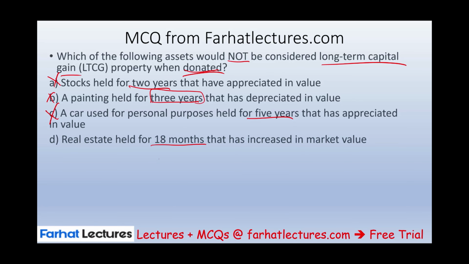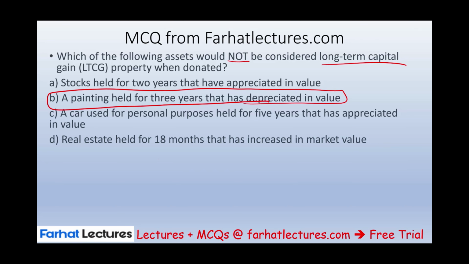So hold on a second. They are all for more than a year. So which one is not considered long term? You have to be careful. If you have a personal asset that has depreciated in value, it does not matter for donative purposes. A painting held for 3 years that had depreciated in value. Be careful. This is not long-term capital gain property as far as a donated asset. Now be careful, C would have been tricky. A car used for personal use for 5 years that has appreciated in value. Because it appreciated in value, it's long term. If it depreciated, we'd have 2 answers, but we're not going to have 2 answers. So B is the answer.